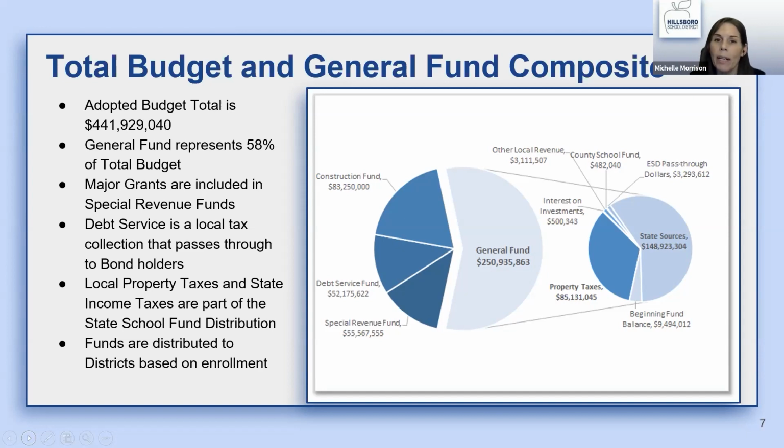The general fund is represented by the light blue wedge, Pac-Man, and then it's expanded over to the right. You can see what makes up the general fund. So you can see that our state sources, the state school fund at almost $149 million, make up the majority of our general fund. And property taxes comprise $85 million. And the two of those are all paid to the state and redistributed to the district by a per student weighted formula. You can see the wedge of the beginning fund balance that's targeted at 4%. And then those other funds that I mentioned to you, the county school fund, interest in investments, you can see that that's a fairly small component, although we do our very best to maximize that.